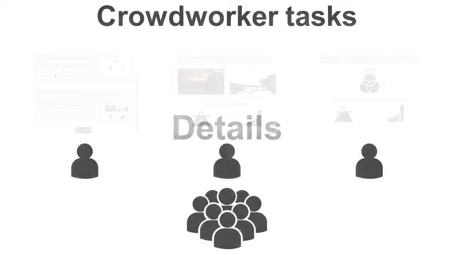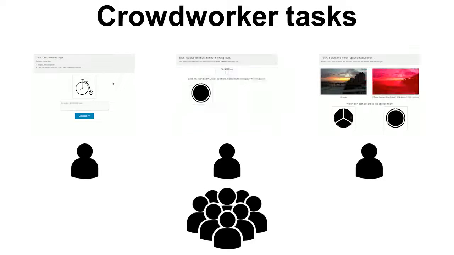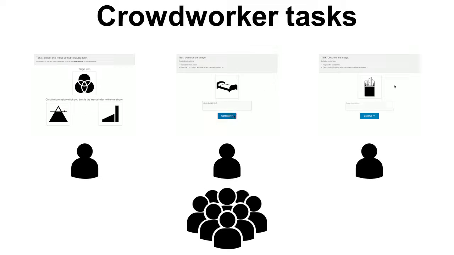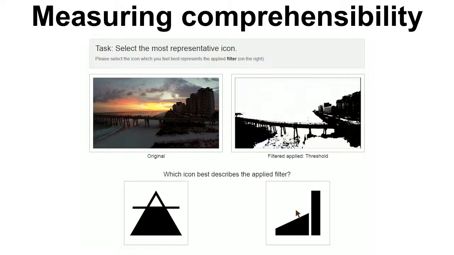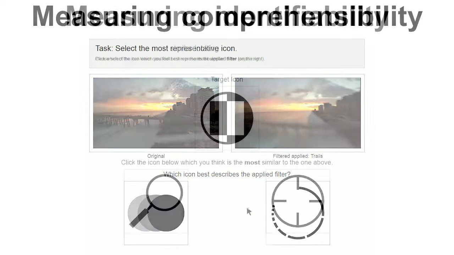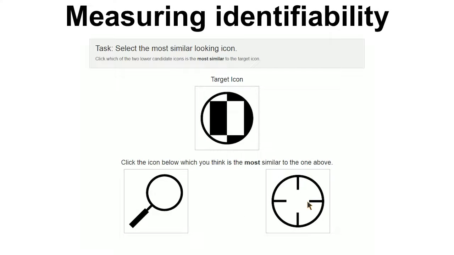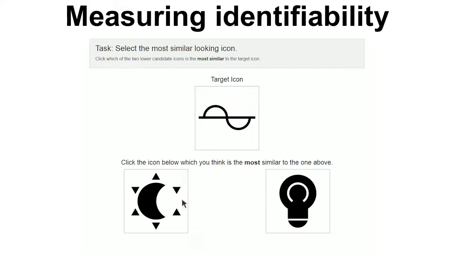To measure comprehensibility and identifiability, we assign Crowdworkers a series of simple selection tasks. For comprehensibility, we ask users to choose which icon they think best represents a given function or concept. For identifiability, we ask users to choose which icon they think is the most similar to a third icon.